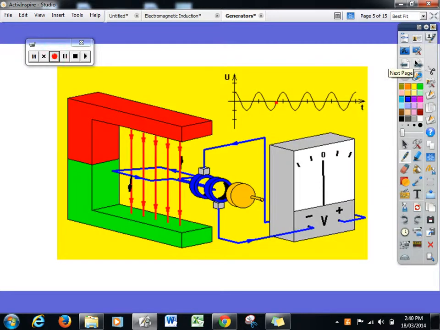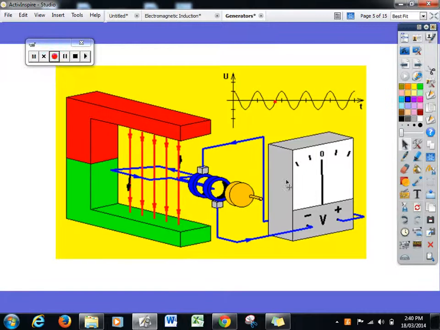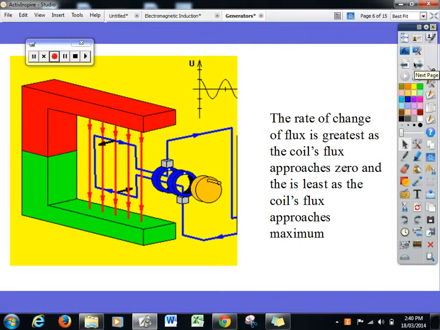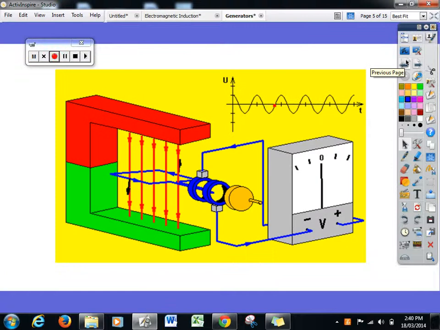Rightio. Here is a diagram of one of these. I think it actually works if I press the button. I'll just hold a second, I'll pause that.